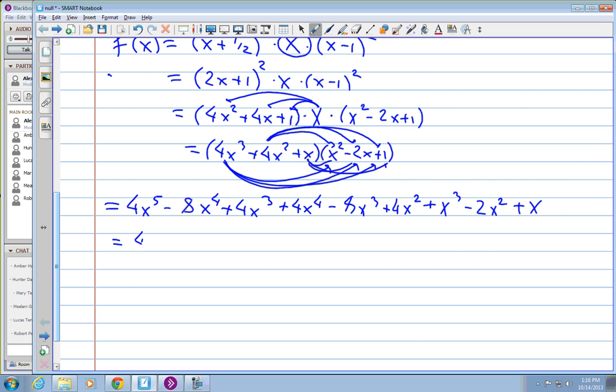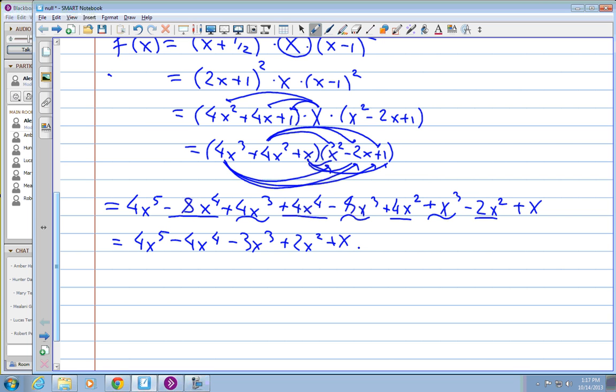So combine like terms, you get 4x to the 5th. And then what do we have for the power 4? It is negative 8 plus 4, so negative 4x to the 4th. Then for the cubics, we have positive 4, negative 8, and a positive 1. So what is that going to give you? Negative 3, so negative 3x cubed. And then you have 4x squared minus 2x squared, so that's 2x squared.